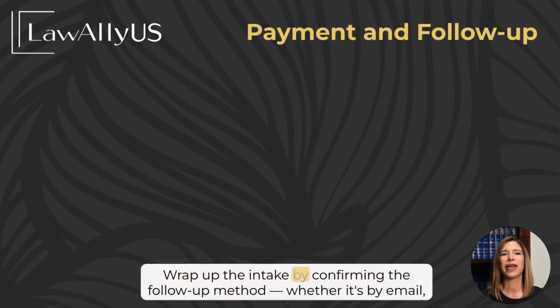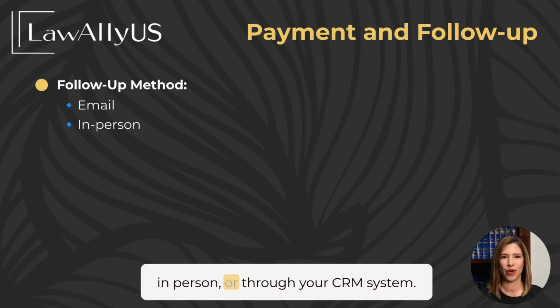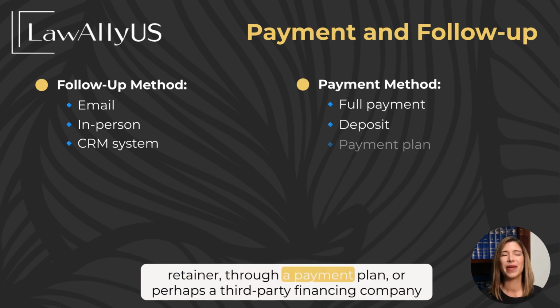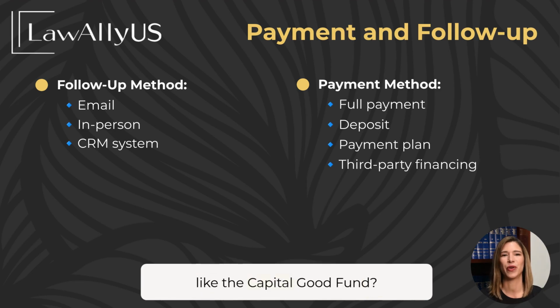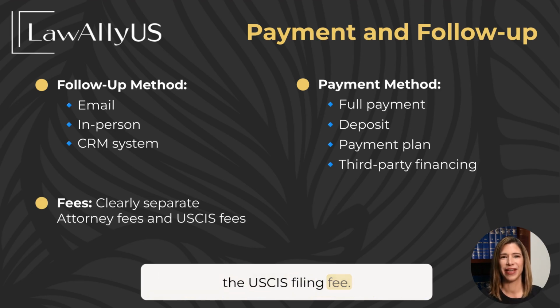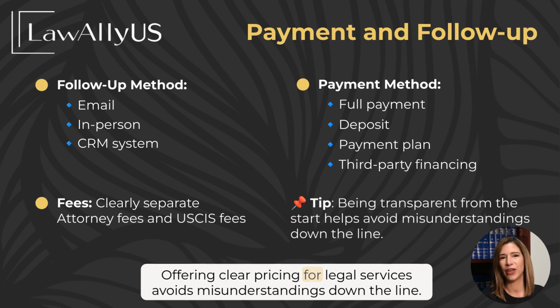Wrap up the intake by confirming the follow-up method, whether it's by email, in person, or through your CRM system. Also, determine the payment method and arrangement. Will it be paid in full, with a retainer, through a payment plan, or perhaps a third-party financing company like the Capital Good Fund? Break down the fees by making sure to distinguish between the attorney's fee and the USCIS filing fee. Offering clear pricing for legal services avoids misunderstandings down the line.